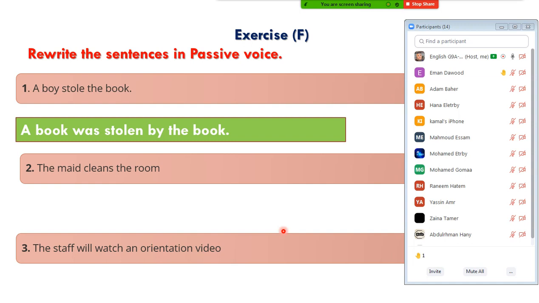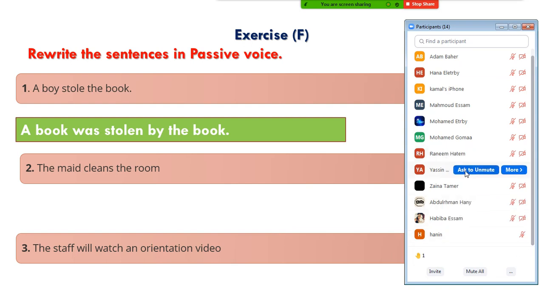The second one, number 2. Okay. Right. Let's go to Muhammad Itribi. Yes, miss. Are you Muhammad Itribi? Sorry, your voice sounds exactly like Yasin. Okay, go on, Muhammad, please.